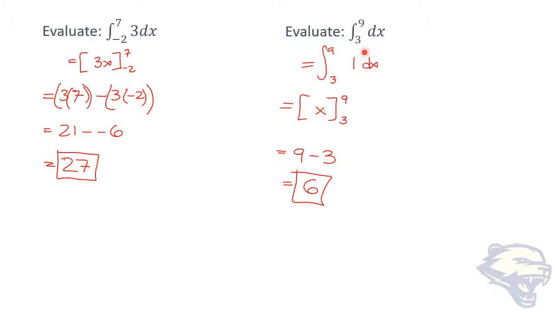So I'm rewriting my integral first to put the 1 there to make it a little more obvious of what's about to happen, because now the antiderivative of 1, or the integral of 1, is x. So now I'm evaluating x from 3 to 9. Plug in the top number first, minus the lower number, and we get 6.